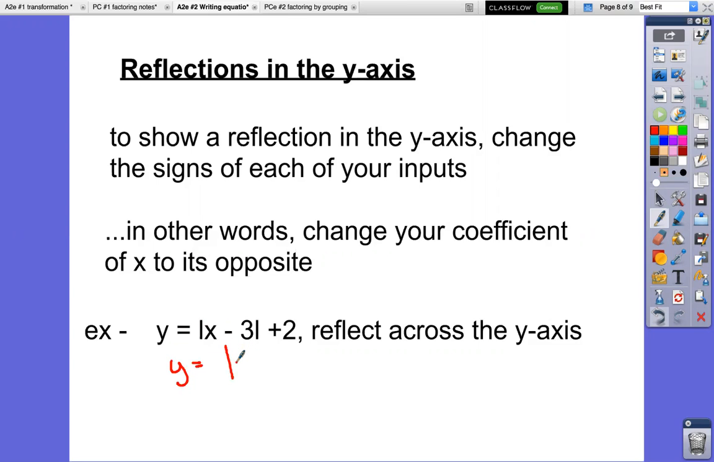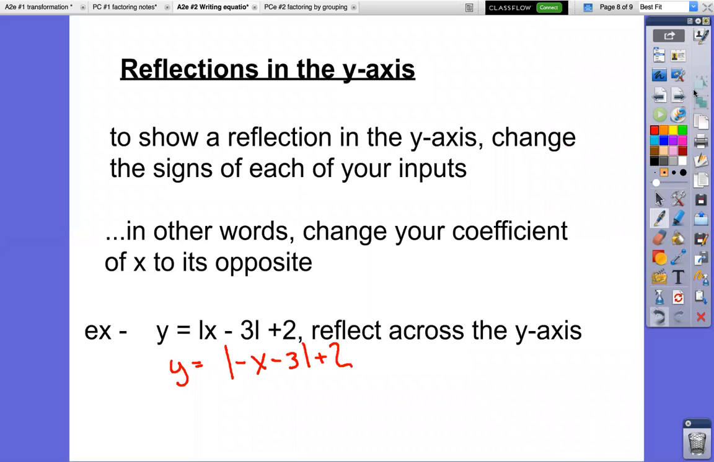so if the negative were on the outside, it would flip it upside down. If it's on the inside, it changes the negative. So that's it. It changes from this to this. Okay? That's the difference. Again, if you get confused, you can always make a table.